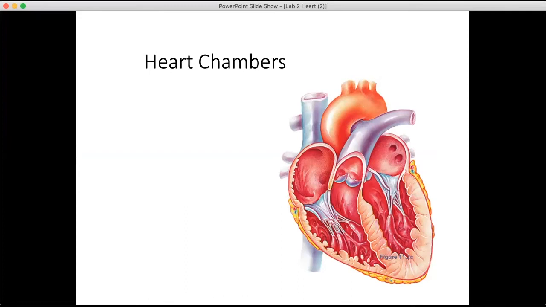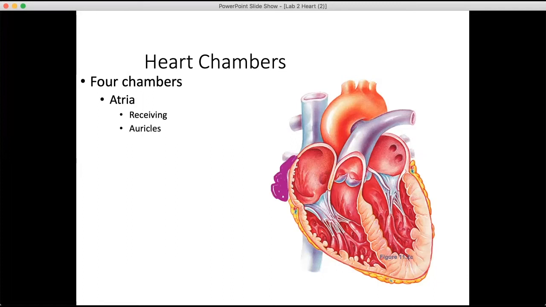Let's look at the internal anatomy of the heart. The heart consists of four chambers. The two upper chambers are the receiving chambers, and they are called the atria, a right atrium and a left atrium. The right atrium receives blood from the systemic circuit. The left atrium receives blood from the pulmonary circuit.